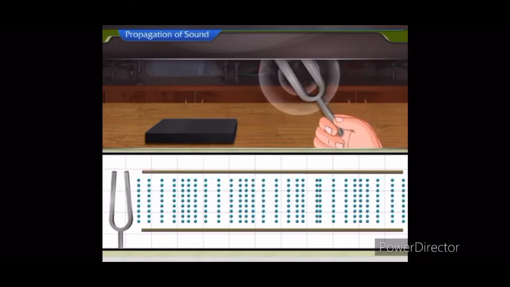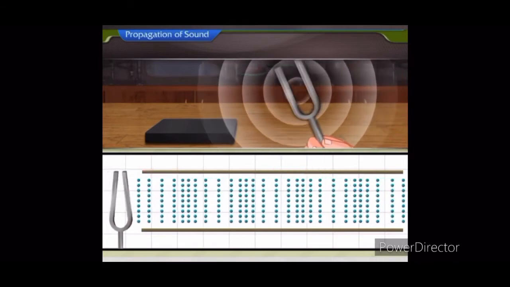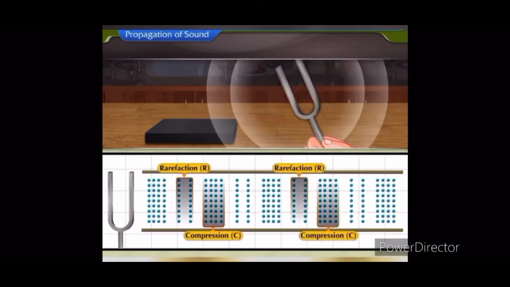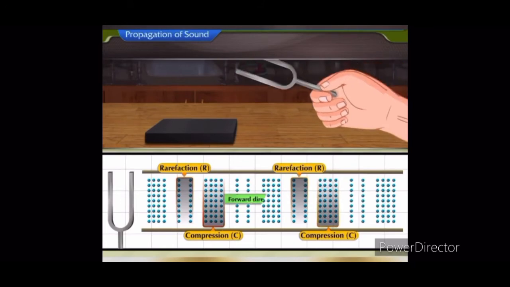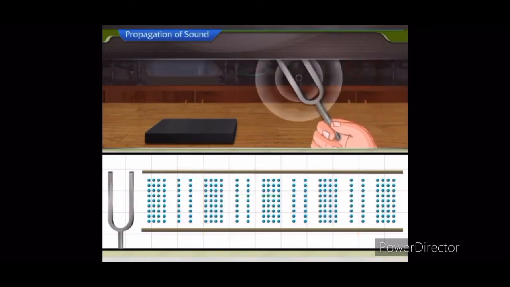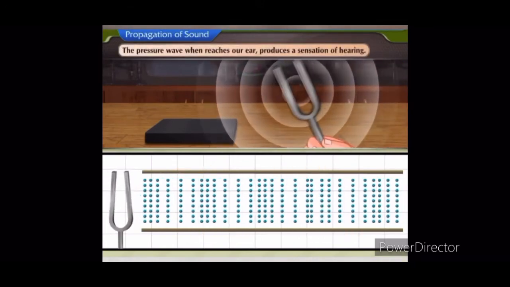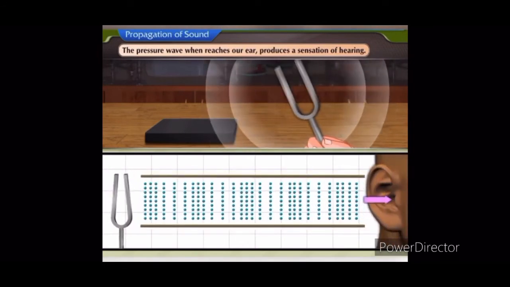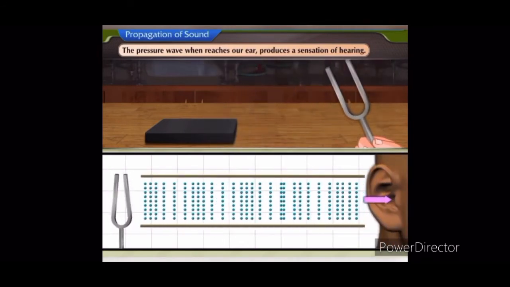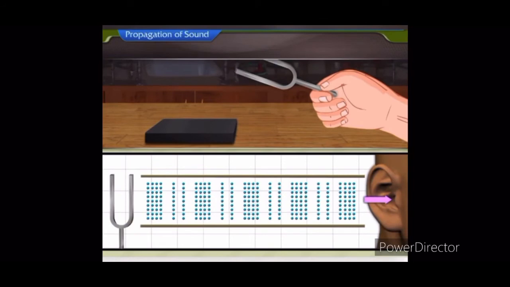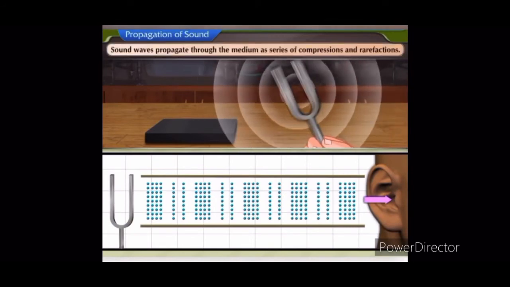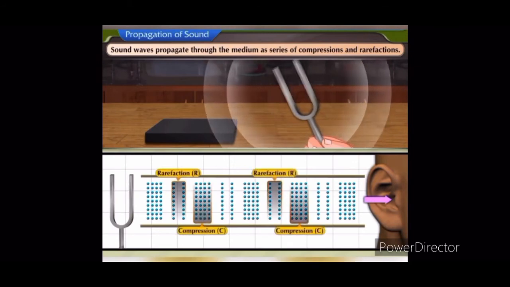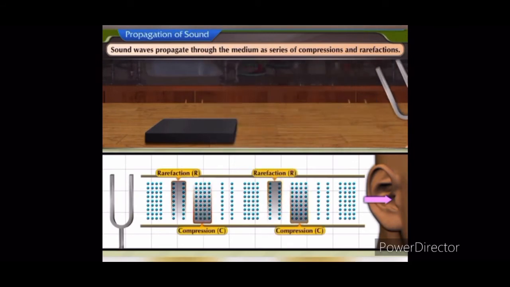As the prongs move to and fro rapidly, a series of compressions and rarefactions are formed which move in the forward direction. The pressure wave, when it reaches our ear, produces a sensation of hearing. Thus, the sound waves propagate through the medium as a series of compressions and rarefactions.